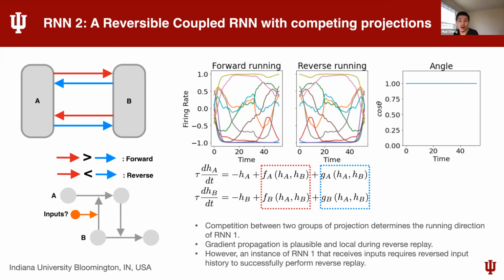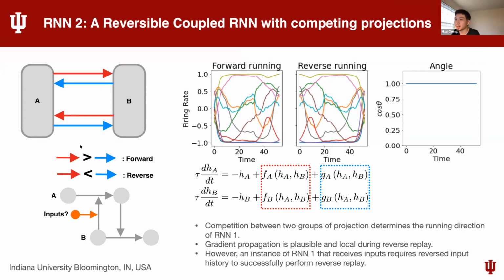Here we'll start with RN2 first. So RN2 is a reversible coupled recurrent neural network with competing projections. Unlike previous models with just one group of neurons, here we have two groups of neurons, neuron groups A and B, and they are mutually connected with two pairs of connections. So the intuition is simple.